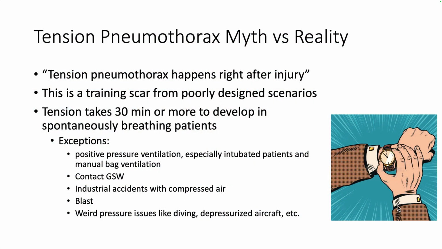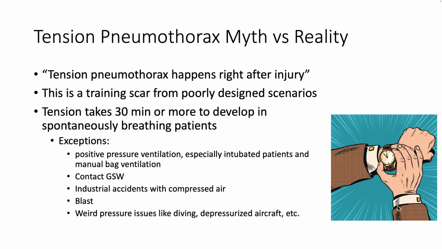Tension pneumothorax happens right after injury. That's something a lot of people believe because of training scar, and it's from poorly designed scenarios where you have a patient with some kind of chest trauma, and the minute the medic comes up, it's assumed that you need to identify and treat tension pneumothorax. And that's not how actual tension pneumothorax develops, especially in a spontaneously breathing patient initially. It can develop very quickly with positive pressure. In an intubated patient, that's a different scenario. So we need to design our training scenarios so that we're coming upon this patient later.